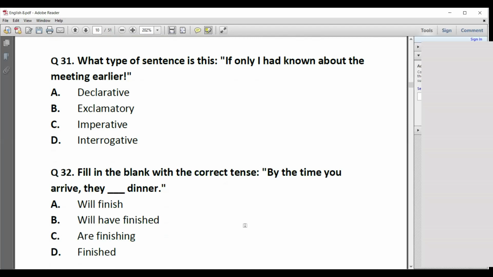Question 31. What type of sentence is this? If only I had known about the meeting earlier. A. Declarative, B. Exclamatory, C. Imperative, D. Interrogative. The correct option is option B. Exclamatory. The sentence expresses regret with a strong emotion and with an exclamation mark in the end. It makes the sentence an exclamatory sentence.